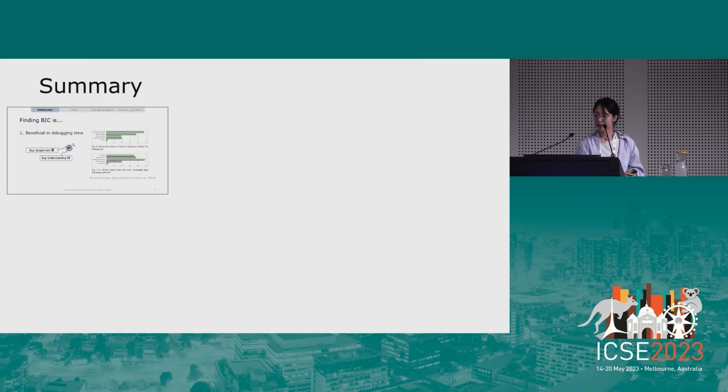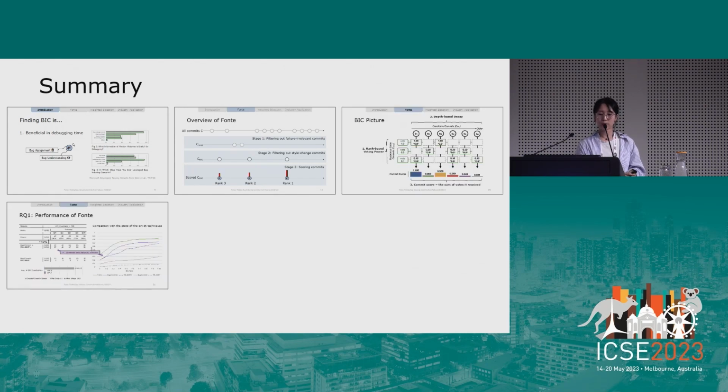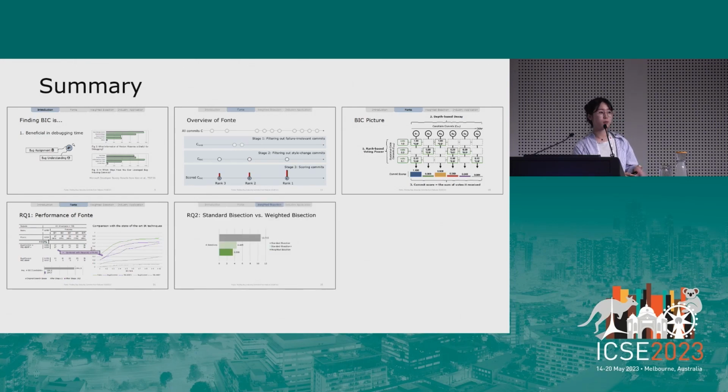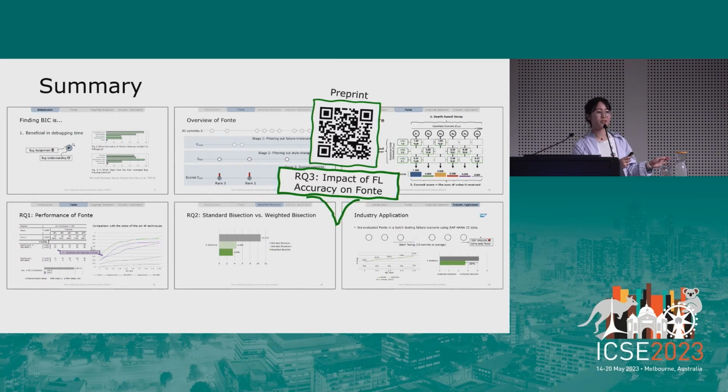So in this work, to find the BIC while debugging, we propose Fonte, which uses the FLS scores to rank the BIC candidates. We show that Fonte significantly outperforms its baselines, and its score can also accelerate the bisection process as well. Finally, we applied Fonte to the batch testing scenario of SAP HANA and confirmed its effectiveness in an industry setting as well. There is actually one more research question in the paper, so if you're interested, please refer to our preprint. So that's it for today's presentation, and thank you for your attention.